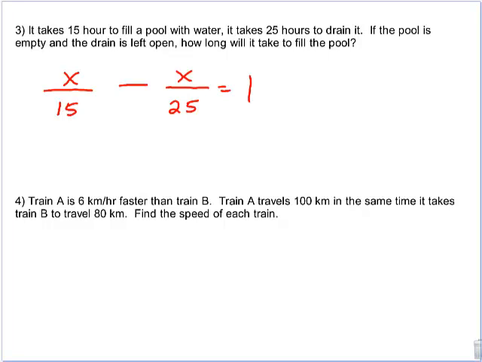Okay, so what would be our common denominator here so we could solve this? 75, yep. So how can I make 15 into 75? Multiply by 5. How can I make 25 into 75? Multiply by 3. So the denominators are now the same. And our numerator is 5x minus 3x, which is 2x.